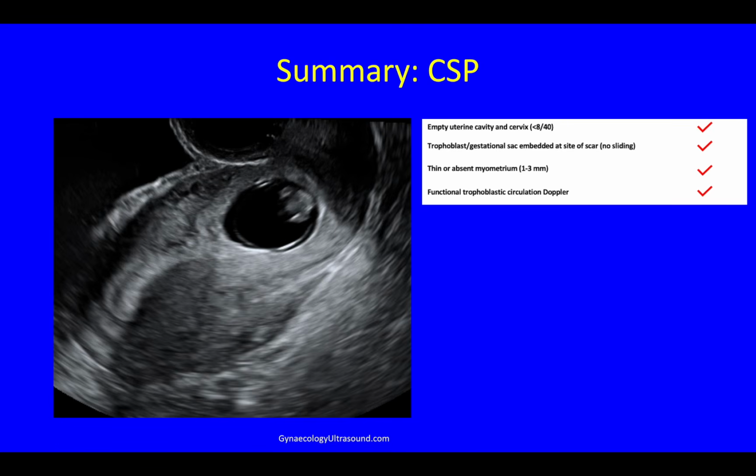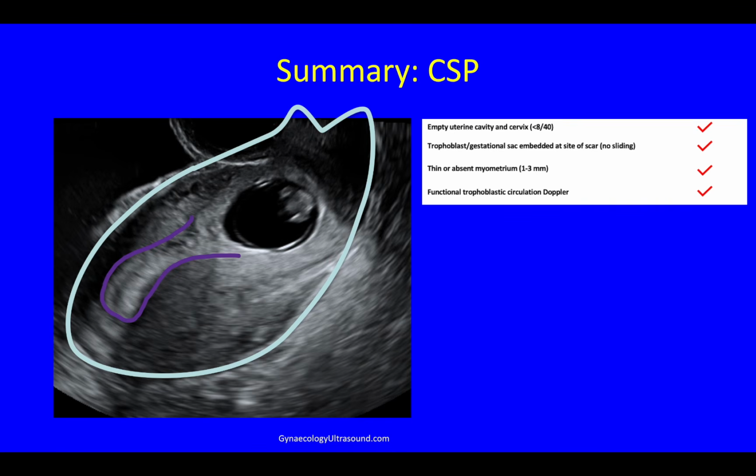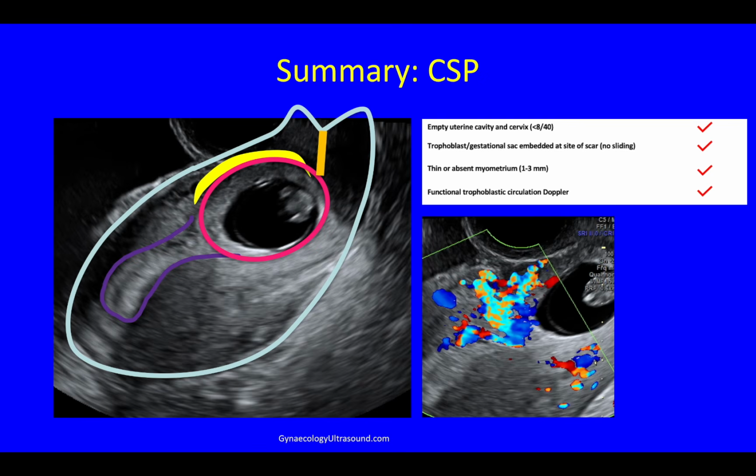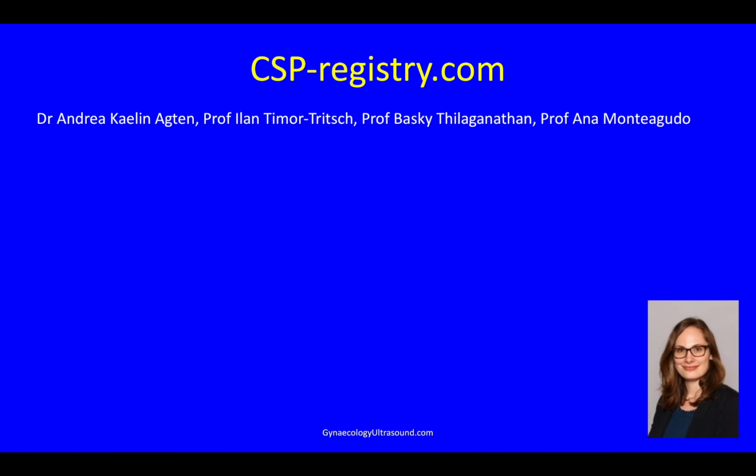So in summary, it's a scar pregnancy if you have an empty uterine cavity and an empty cervix, if your trophoblast is embedded in the scar niche with no sliding, thin myometrium and functional colour Doppler flow. It's an in-niche scar pregnancy. Be very careful with pregnancies that are on or near the scar.